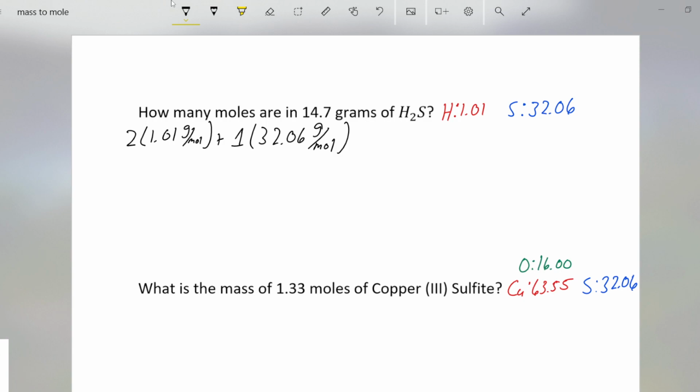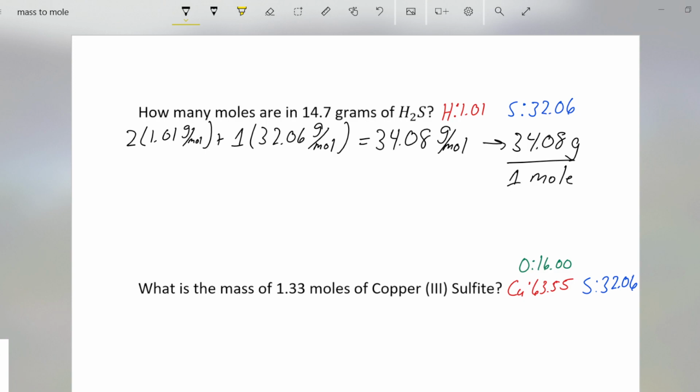So I have this 2 times 1.01 grams per mole from hydrogen, 1 times 32.06 grams per mole from the sulfur, and the answer I get for that is about 34.08 grams per mole for H2S. 34.08 grams per mole, and that is our molar mass. In other words, I could write this as 34.08 grams divided by, or per, 1 mole.